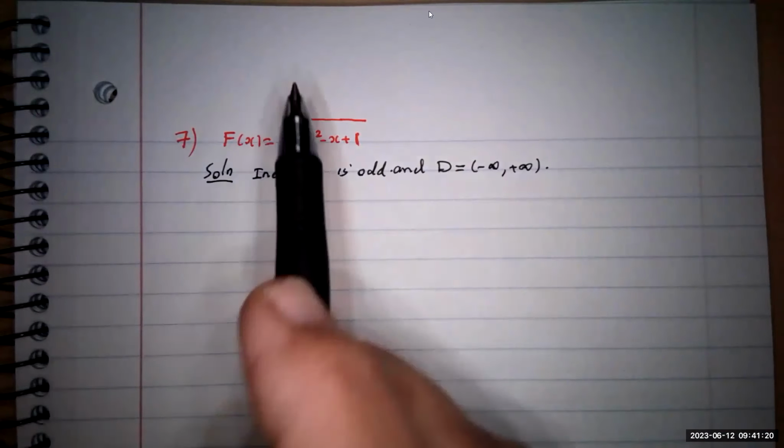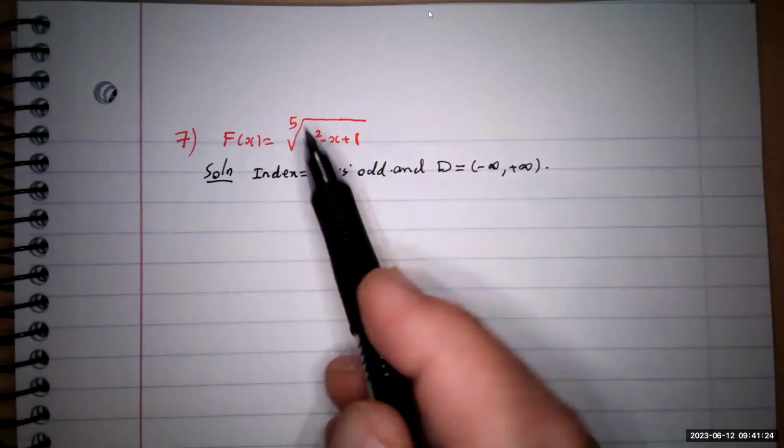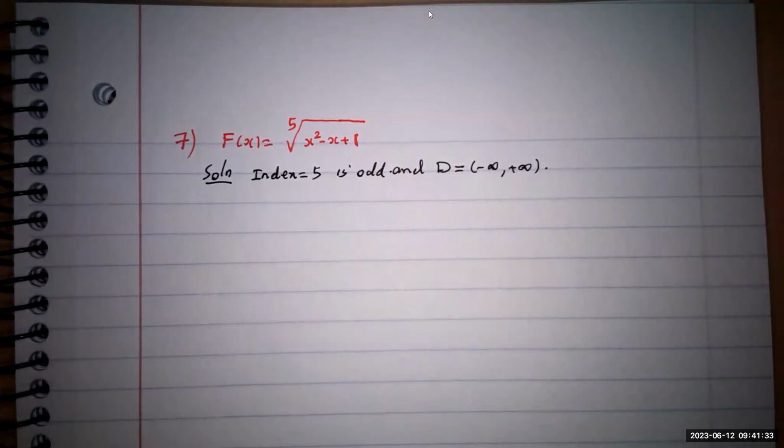So you have to check the index of the radical. If the index is odd, you can take the fifth root of any number you like, if you use a calculator and find it. But if the index is even, you cannot use the negative numbers. So you have to exclude those numbers. Okay, any question?